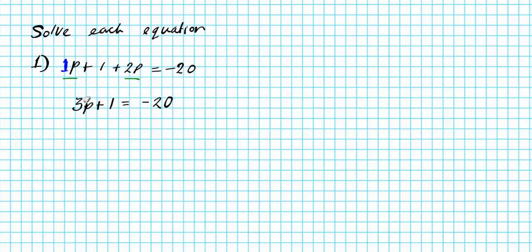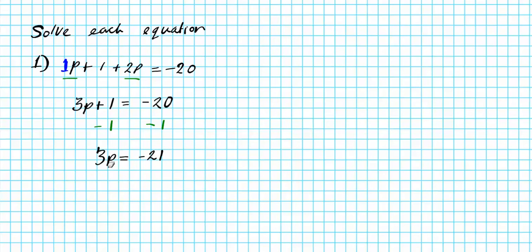All right, so on the left side, there are no like terms to be combined, and on the right side also. Now we're going to proceed to isolate the variable term. To achieve that, let's leave 3p alone on the left side and move 1 to the right. So we'll use the inverse operation. Subtract 1 from both sides. So that leaves you with 3p equals, now we have the same sign, so you add and keep the sign, negative 21.